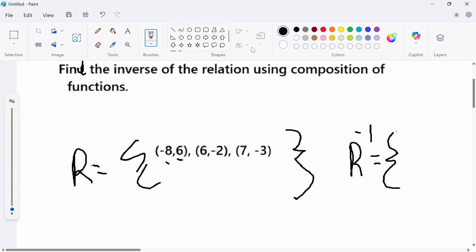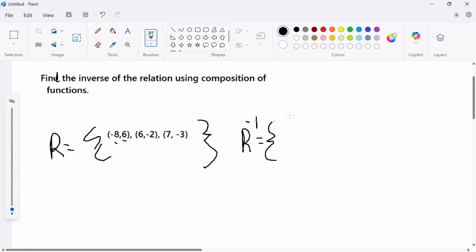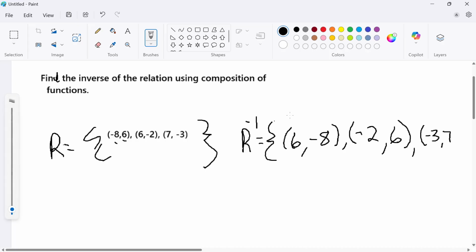So it's going to be, let me zoom out a little bit so I have room, (6, -8). I almost put the wrong thing there. (-2, 6). In other words, I'm just turning the points around. What was x is y, what was y is x. And (-3, 7). Now here's where the composition of functions comes in.